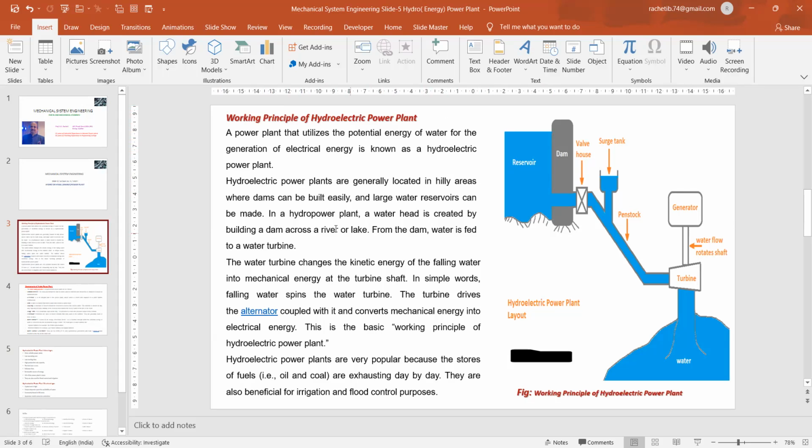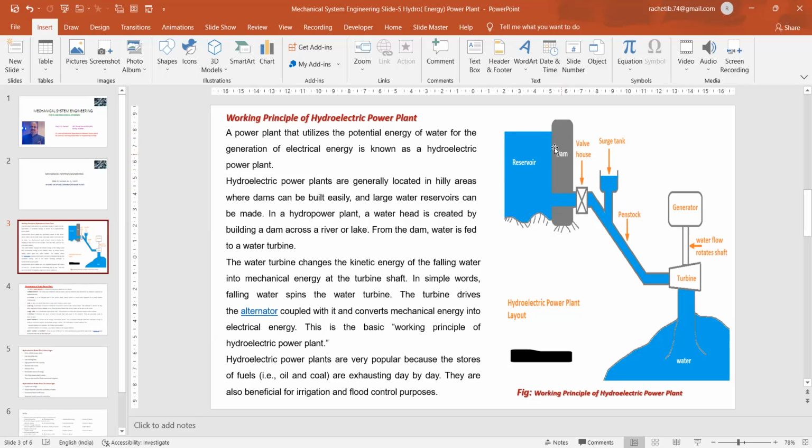So I will explain this working principle with the help of a figure, and side by side the components, which is one more part of your syllabus. So what are the parts? First we'll see the dam. A dam is a concrete structure which is meant for storing or stopping the flow of water.